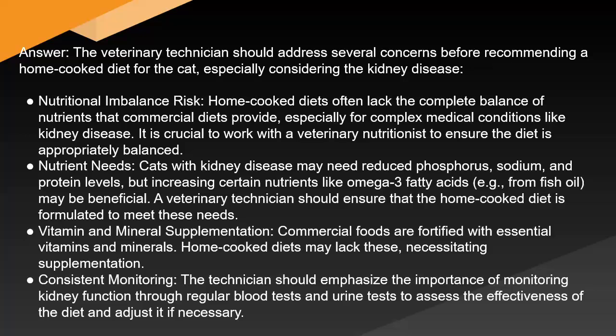Nutrient needs: cats with kidney disease may need reduced phosphorus, sodium, and protein levels, but increasing certain nutrients like omega-3 fatty acids, e.g. from fish oil, may be beneficial. A veterinary technician should ensure that the home-cooked diet is formulated to meet these needs. Vitamin and mineral supplementation: commercial foods are fortified with essential vitamins and minerals. Home-cooked diets may lack these, necessitating supplementation. Consistent monitoring: the technician should emphasize the importance of monitoring kidney function through regular blood tests and urine tests to assess the effectiveness of the diet and adjust it if necessary.